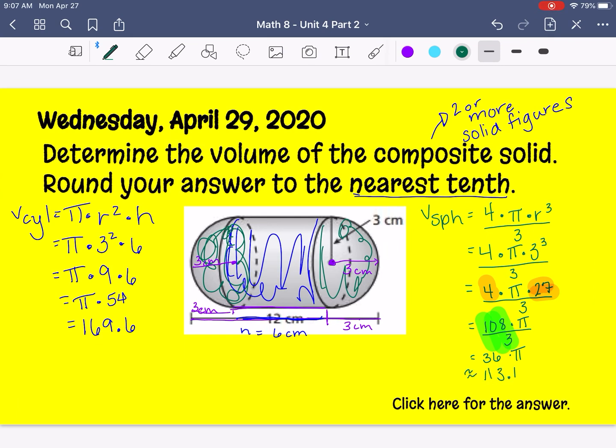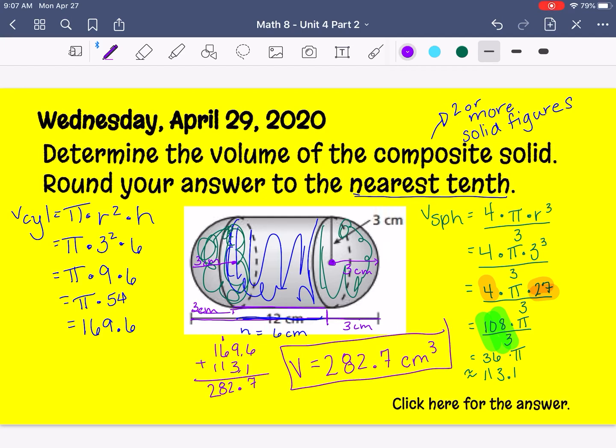In order to get the volume of the whole thing, I need to add everything together. So 169.6 and 113.1. Drop down that decimal. 6 plus 1 is 7. 9 plus 3 is 12. 1 plus 1 is 2. So the volume of the entire capsule shape is 282.7, and my label is centimeters cubed. There you go.